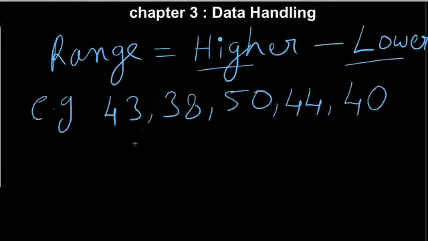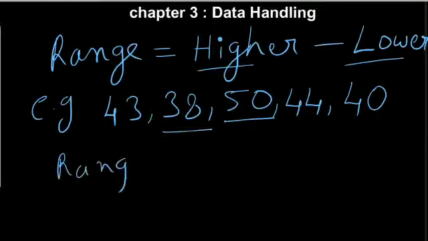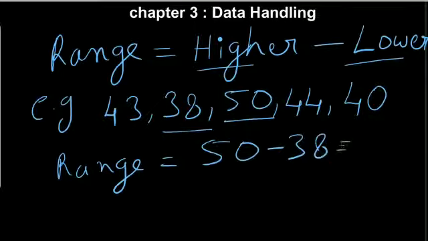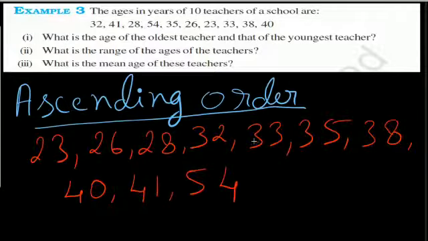In this example, we have to find the range. So what is the higher observation? Higher observation is 50. And what is the lowest observation? Lowest observation is 38. So range is equal to 50 minus 38, and that is equal to 12. So 12 is the answer. Now move to the next example.